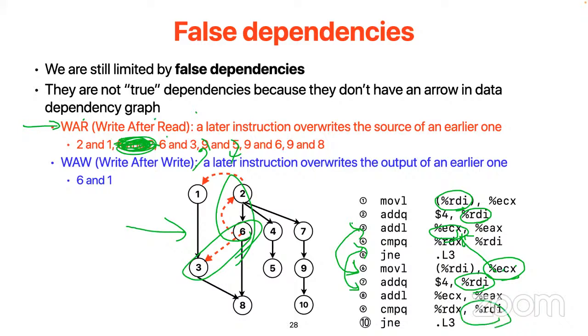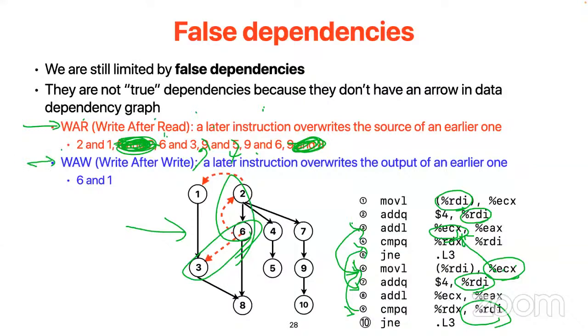Look at 9. It's also overriding RDI, so if you reorder this instruction with instruction 6, for example, 9 and 6 will be problematic. So 2 and 1, 6 and 3, 7 and 4, and 9 and 6 we cannot reorder because of this write after read dependency.